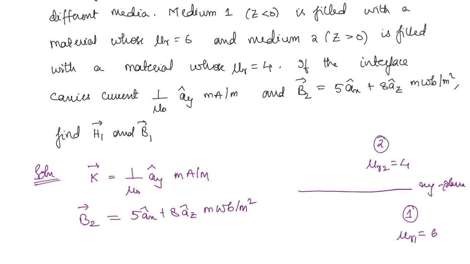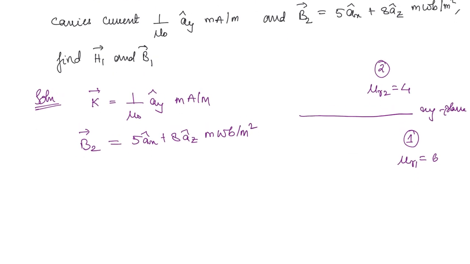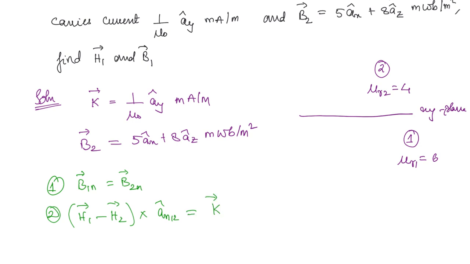If you want, you can convert into 10 to the power minus 3, but since both of them are in milli, we don't have to use 10 to the power minus 3, but you should keep the units milliampere per meter and milliweber per meter square. So what are the two boundary conditions that we have? The first one is that B1 n bar is equal to B2 n bar, and the second one is H1 bar minus H2 bar cross a N12 cap is equal to the surface current K bar. So these are the two equations from which we have to find out H1 bar and B1 bar.